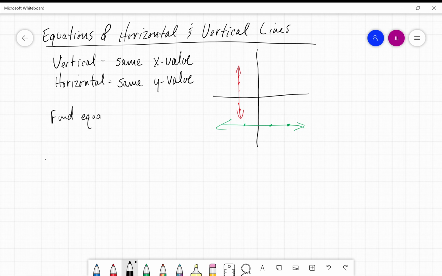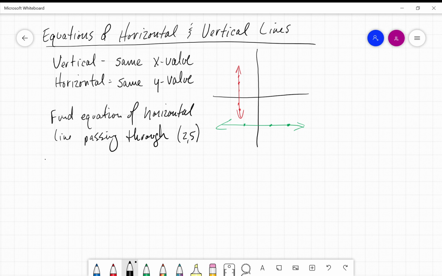So let's say we want to find the equation of, let's say, a horizontal line passing through a point here. Let's say (2, 5). Okay. Well, if we want to look at this on the graph, we're not going to do this one to scale. And we'll pretend this is 2 and this is 5. Okay. So there's our point.